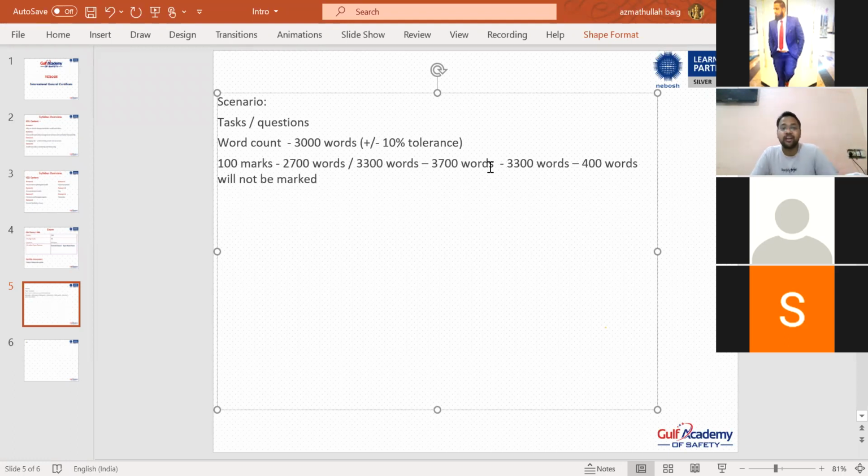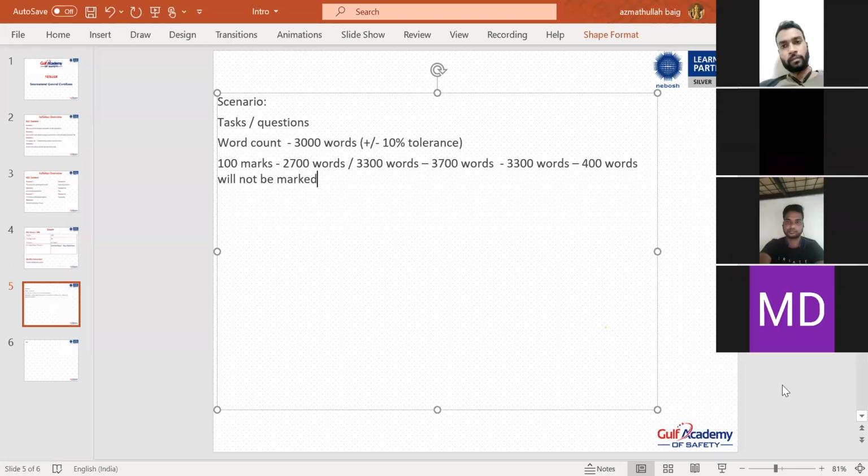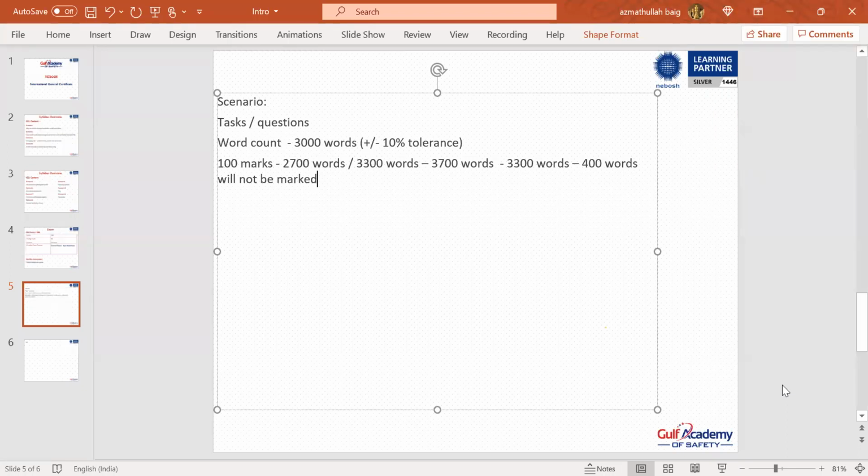Sir, what will happen if I am writing less than 2,700 words? So obviously it is too less, so there is a higher possibility that you could fail in the exam. So I think Fahad, you wrote on 7th of April, right? Yes, sir. How many words did it count? Maybe, sir, 3,200.